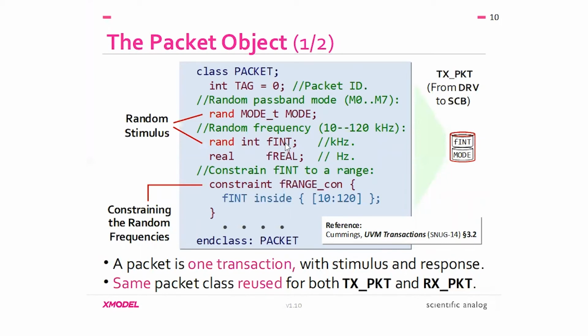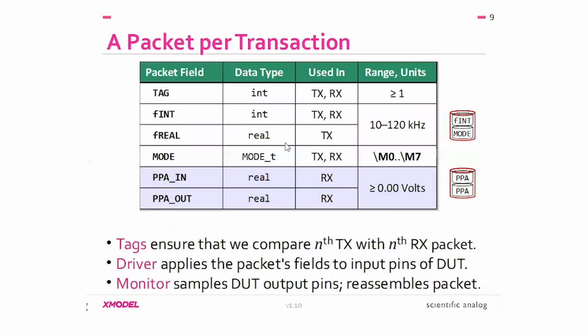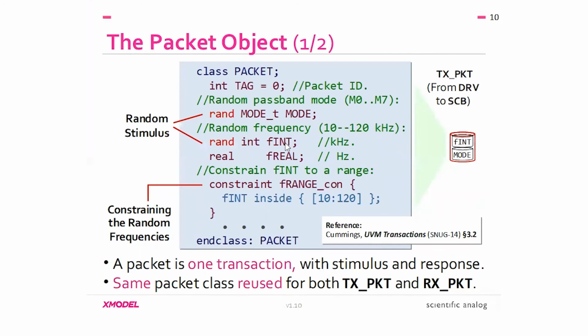Here's the integer frequency. SystemVerilog can only randomize integer valued quantities, so we'll start out with an integer frequency from 10 to 120 kilohertz, and we declare that as a rand. We'll see in a moment how to convert that into a real. Meanwhile, though, we've added a named constraint, frangecon, to ensure that the solver inside the simulator only chooses random values of frequency within this specified range.